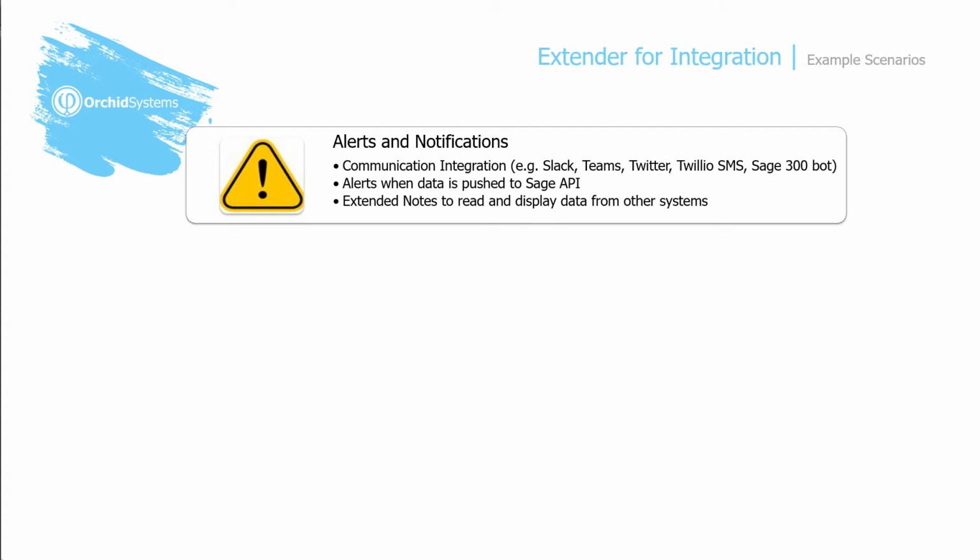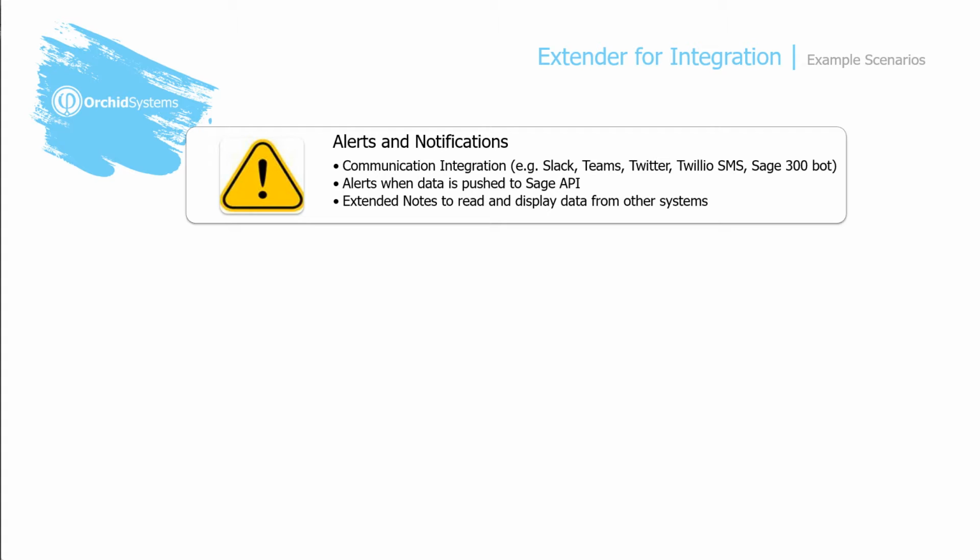It can also send alerts when data is pushed into Sage 300 using the API. For example, if you use a user called Web Connector, when creating records in Sage 300 from a web store, you can log whenever this connector user logs into Sage, and you can start a workflow to approve those transactions created by the integration.